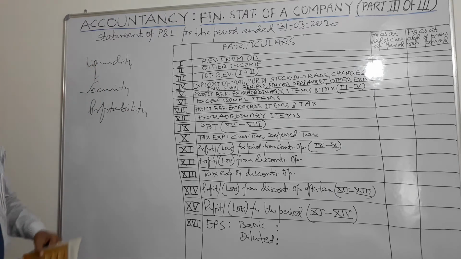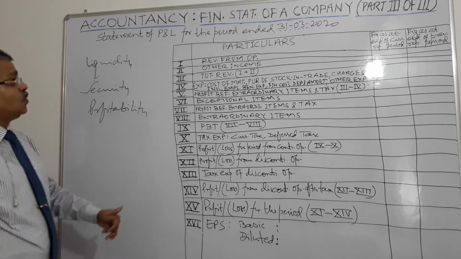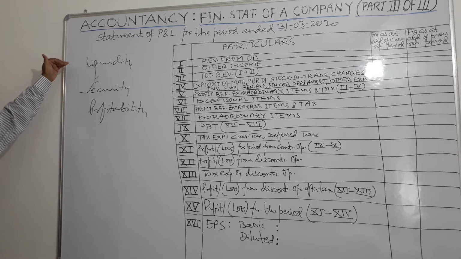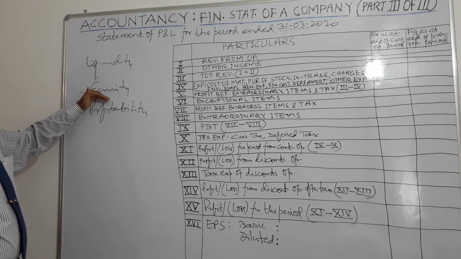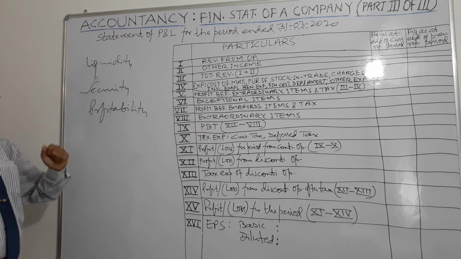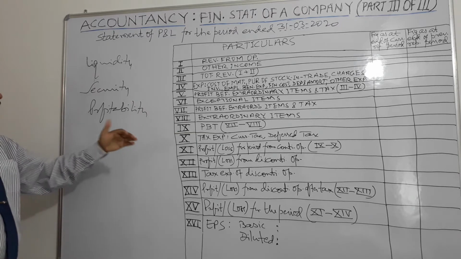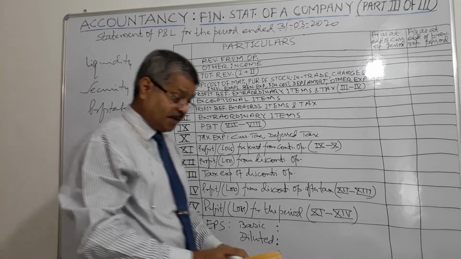Suppose you are investing 1 lakh rupees in a company's shares, right? So your main concerns will be three. How liquid my investment will be? Will I be able to liquidate, get my money back in short period? How secure is my money? Will my money be safe or will it sink? And how profitable is ABC Limited in which I am investing? If it is not profitable, I would not like to invest in that company.